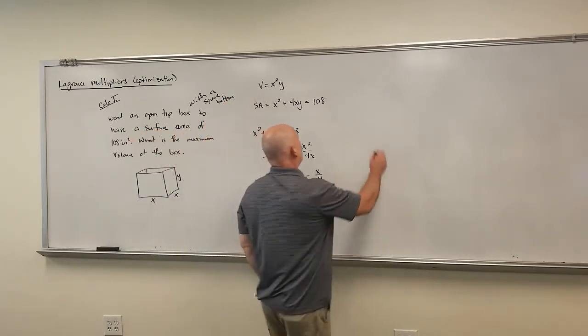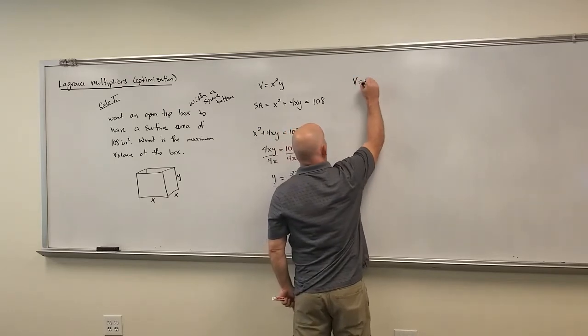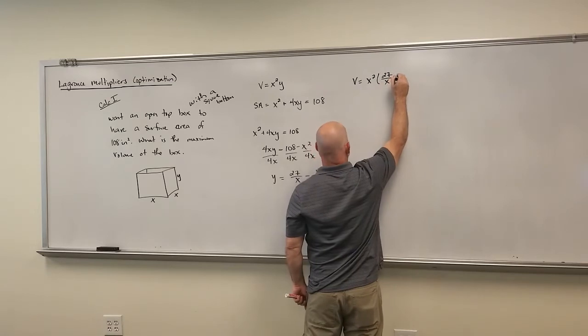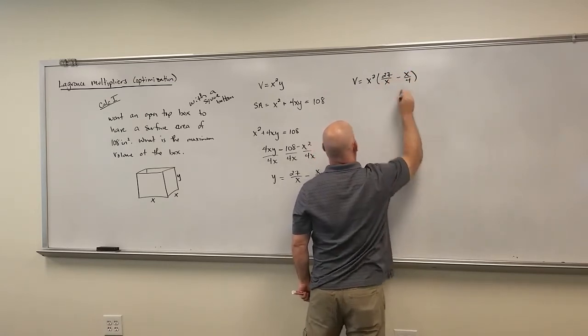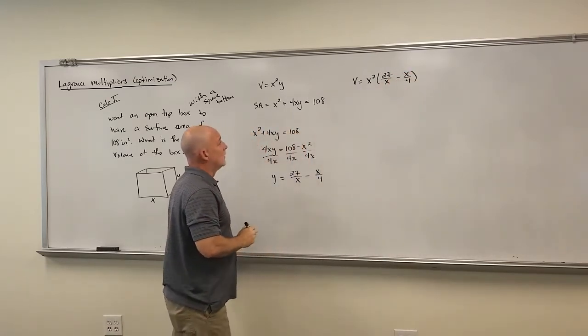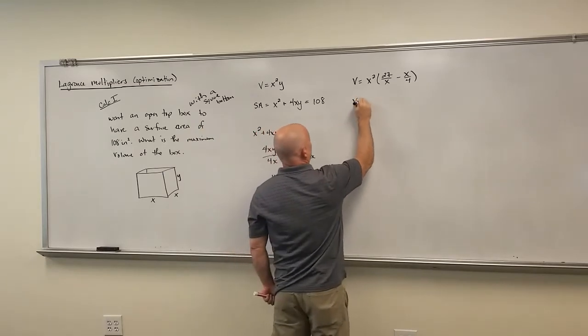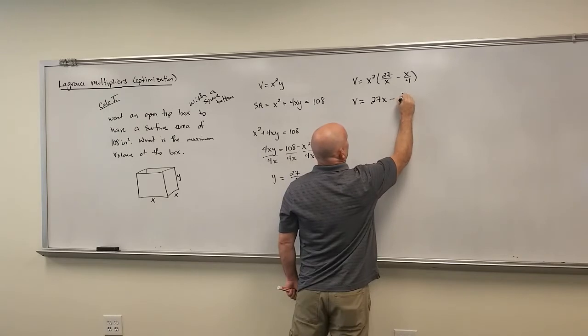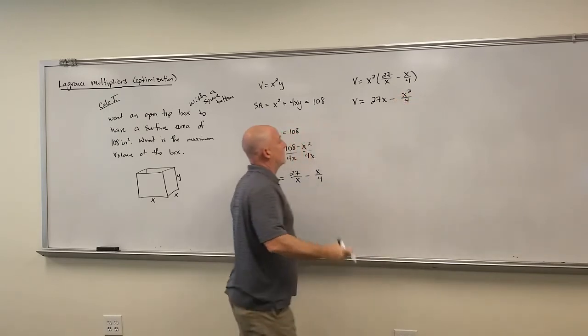So now I can say the volume, according to this problem, is going to have to be x squared times 27 over x minus x over 4. All right, we can simplify this a bit. So our volume will be 27x minus x cubed over 4.